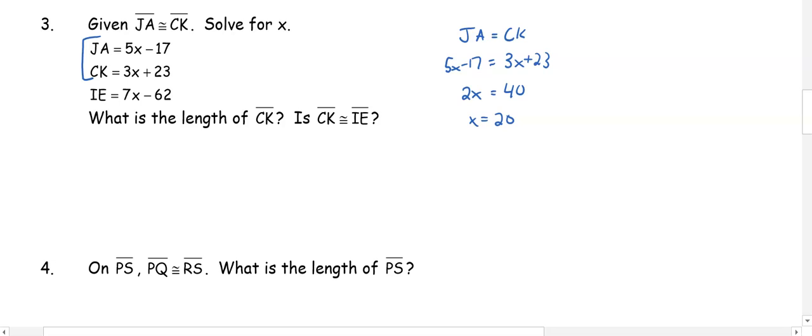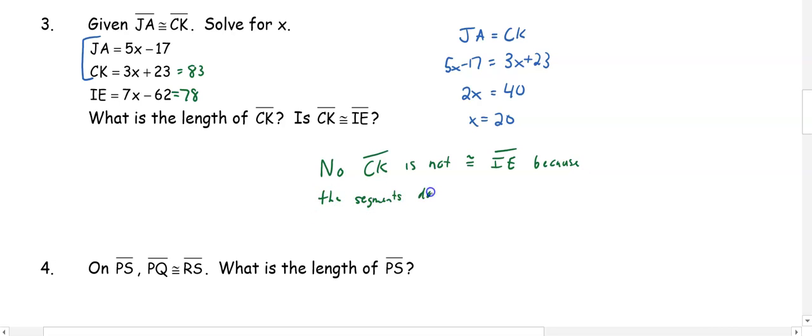Once we know what x is, we can substitute in. So 3 times 20 plus 23 gets us a length of 83. And then to know if CK is congruent to IE, we need to see what is the length of IE. So what is 7 times 20 minus 62? That gets us 78. So is CK congruent to IE? No. CK is not congruent to IE because the segments don't have the same length.